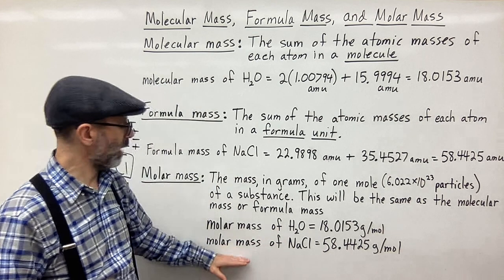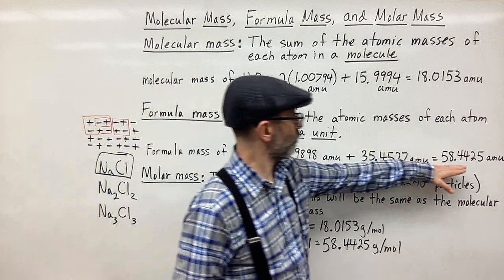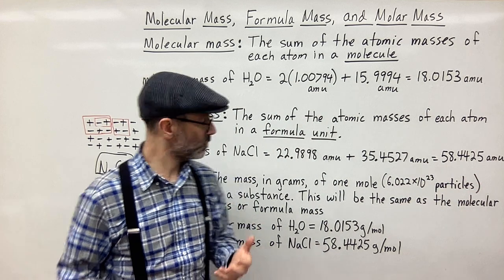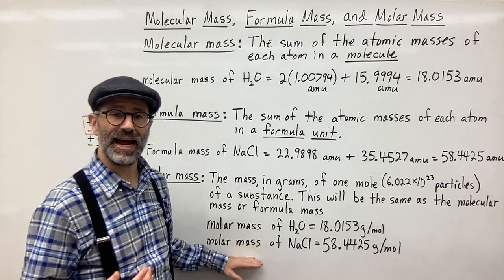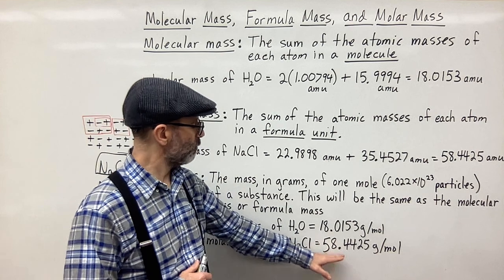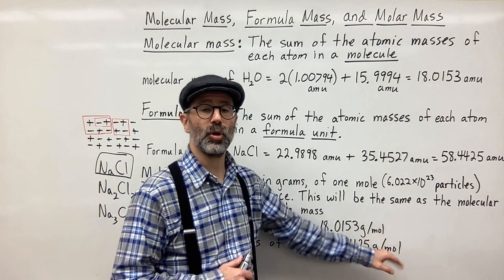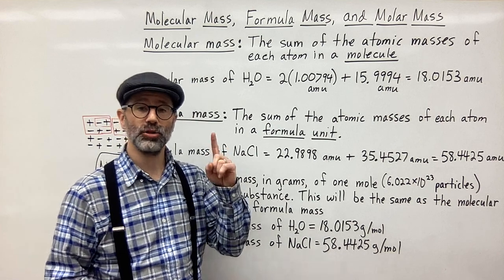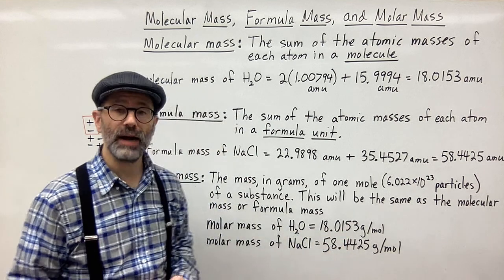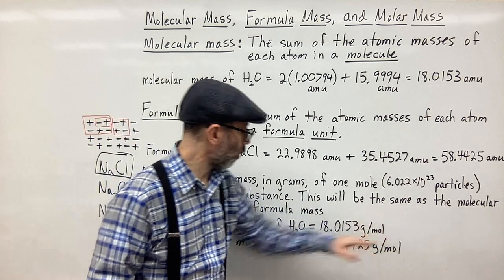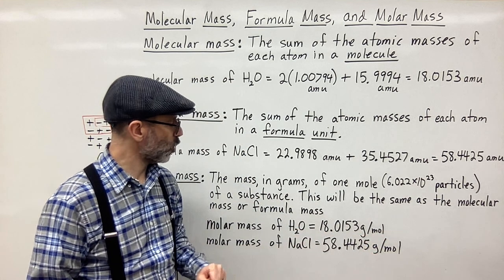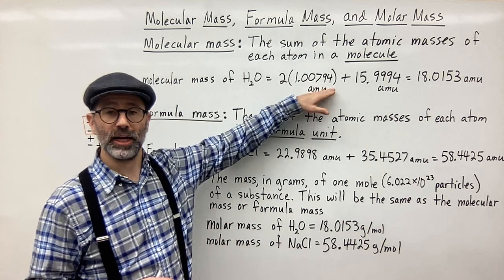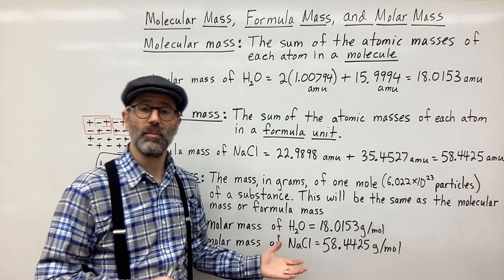Same thing for the molar mass of NaCl. We saw here that the formula mass of NaCl is 58.4425. So the molar mass is that exact same number, except now it's in grams, 58.4425 grams per 1 mole. So 1 mole of sodium chloride is equal to 58.4425 grams. 1 mole of water is equal to 18.0153 grams.